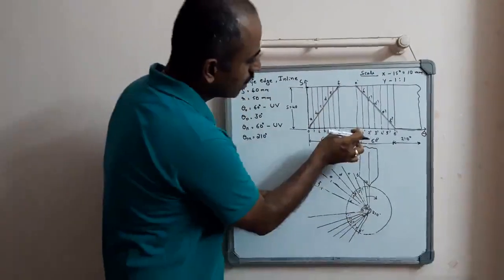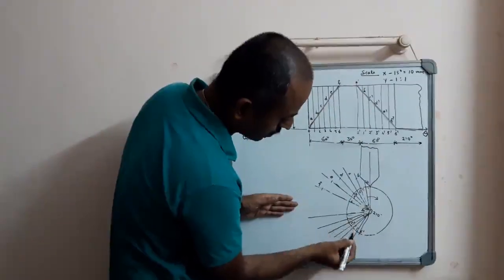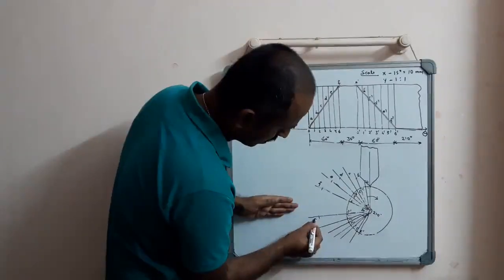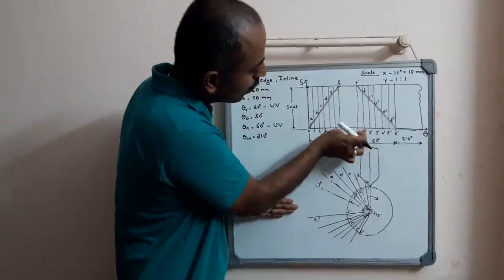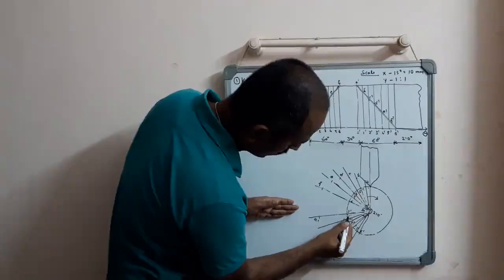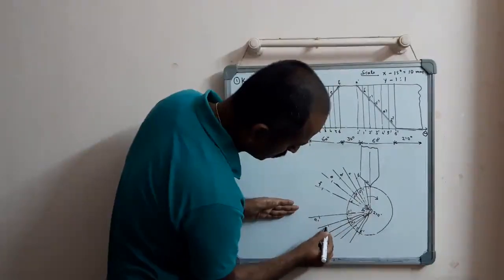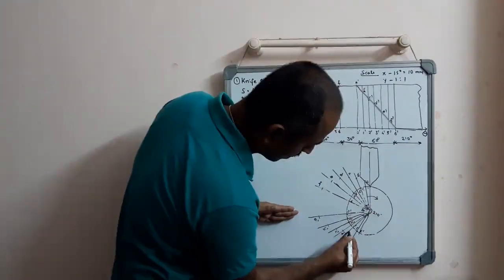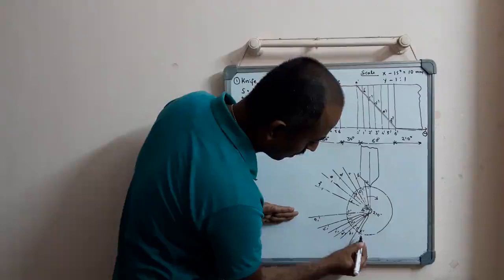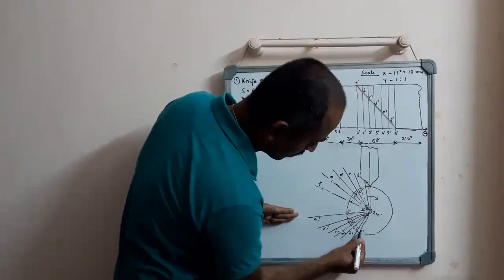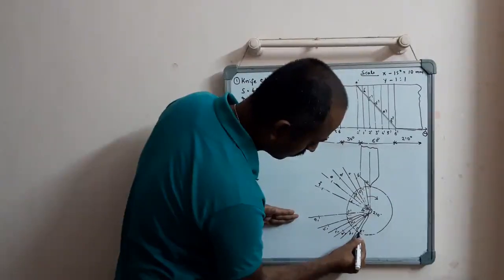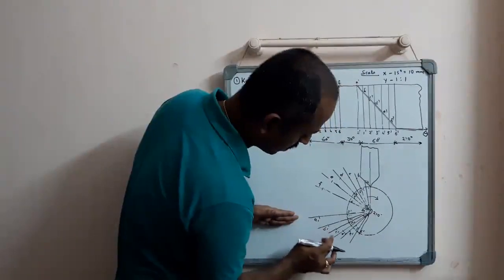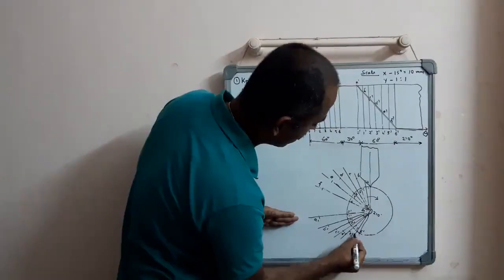Then 0 dash A dash. In fact, this is 0 dash A dash. So this is A dash and 1 dash B dash. Then C, D, E, and finally F. B, C, D, E, and F.